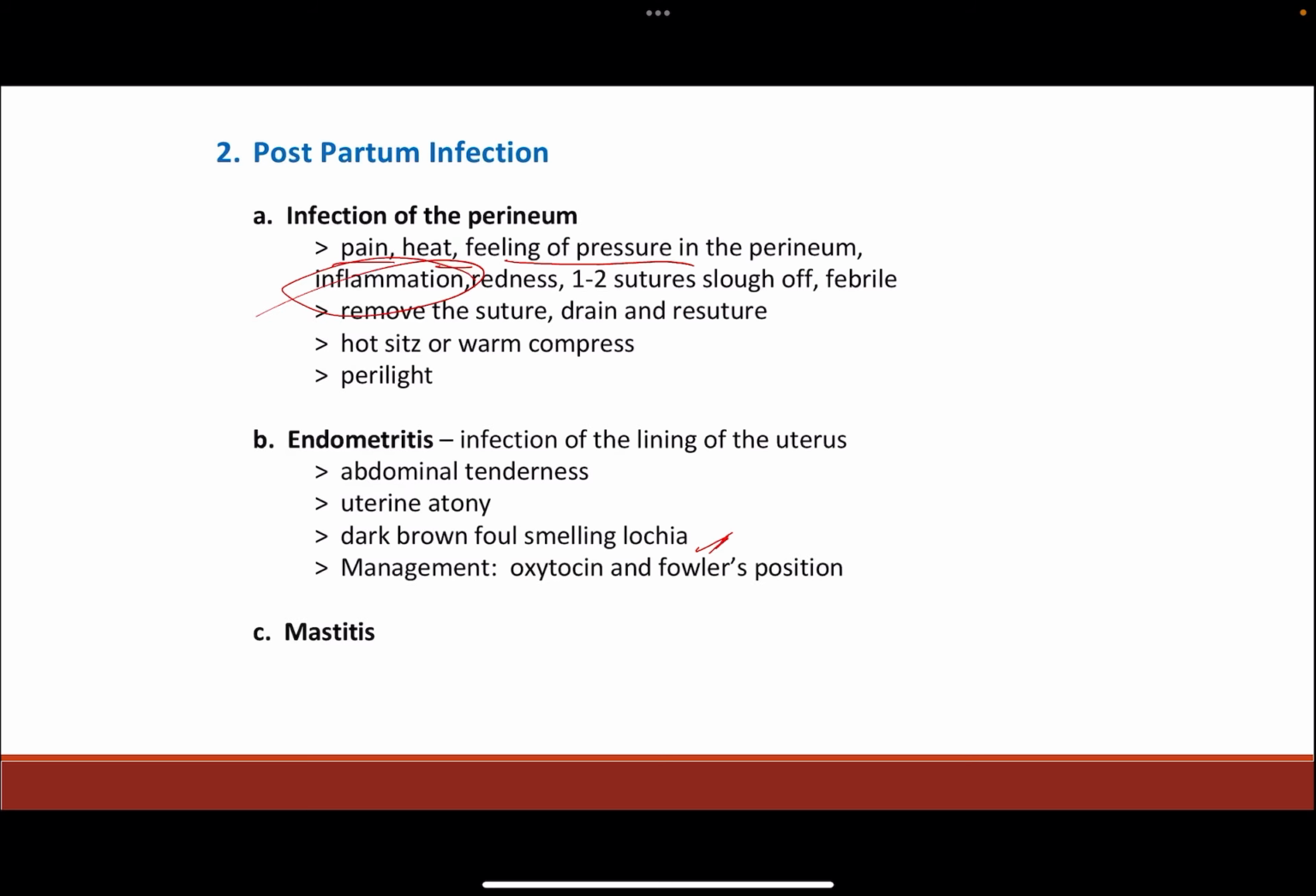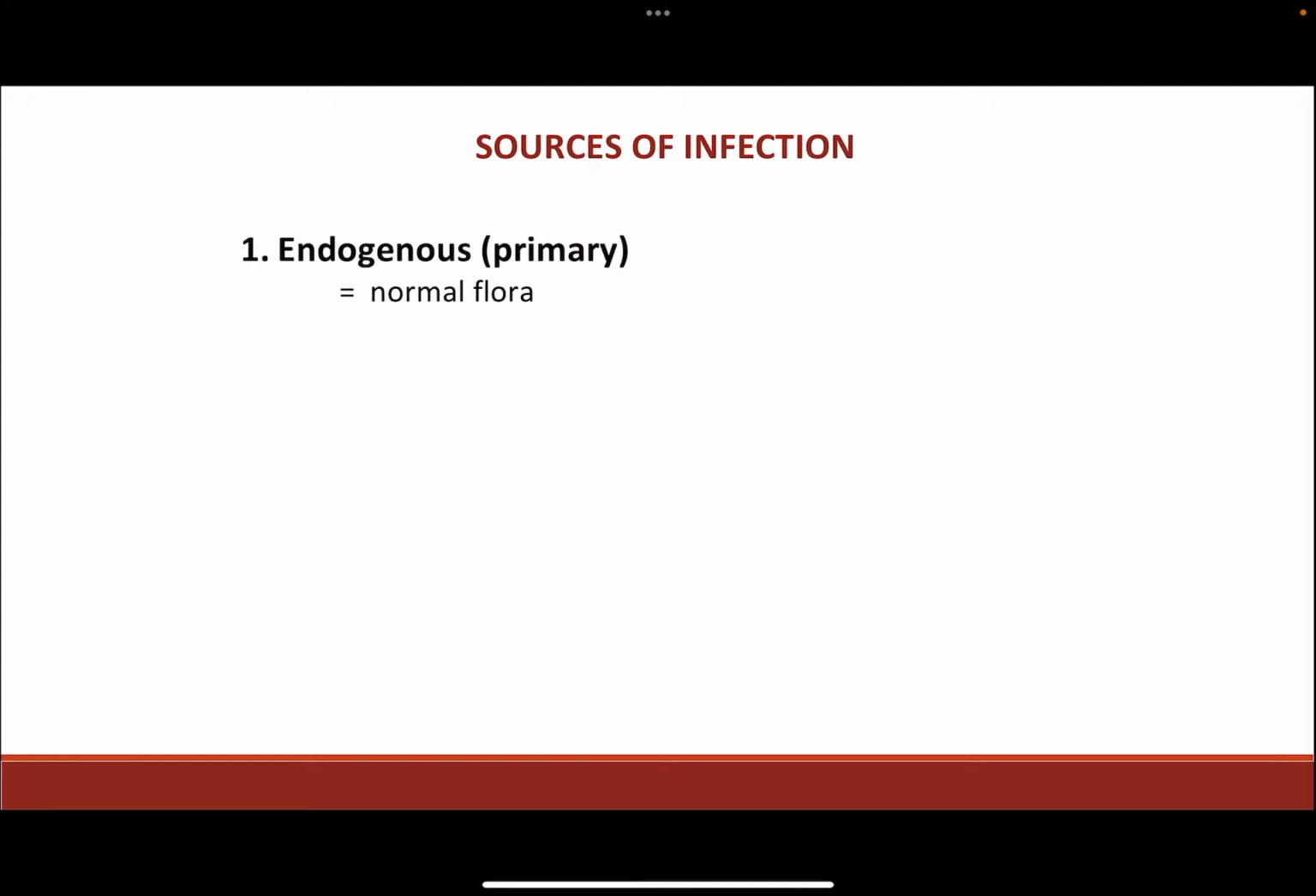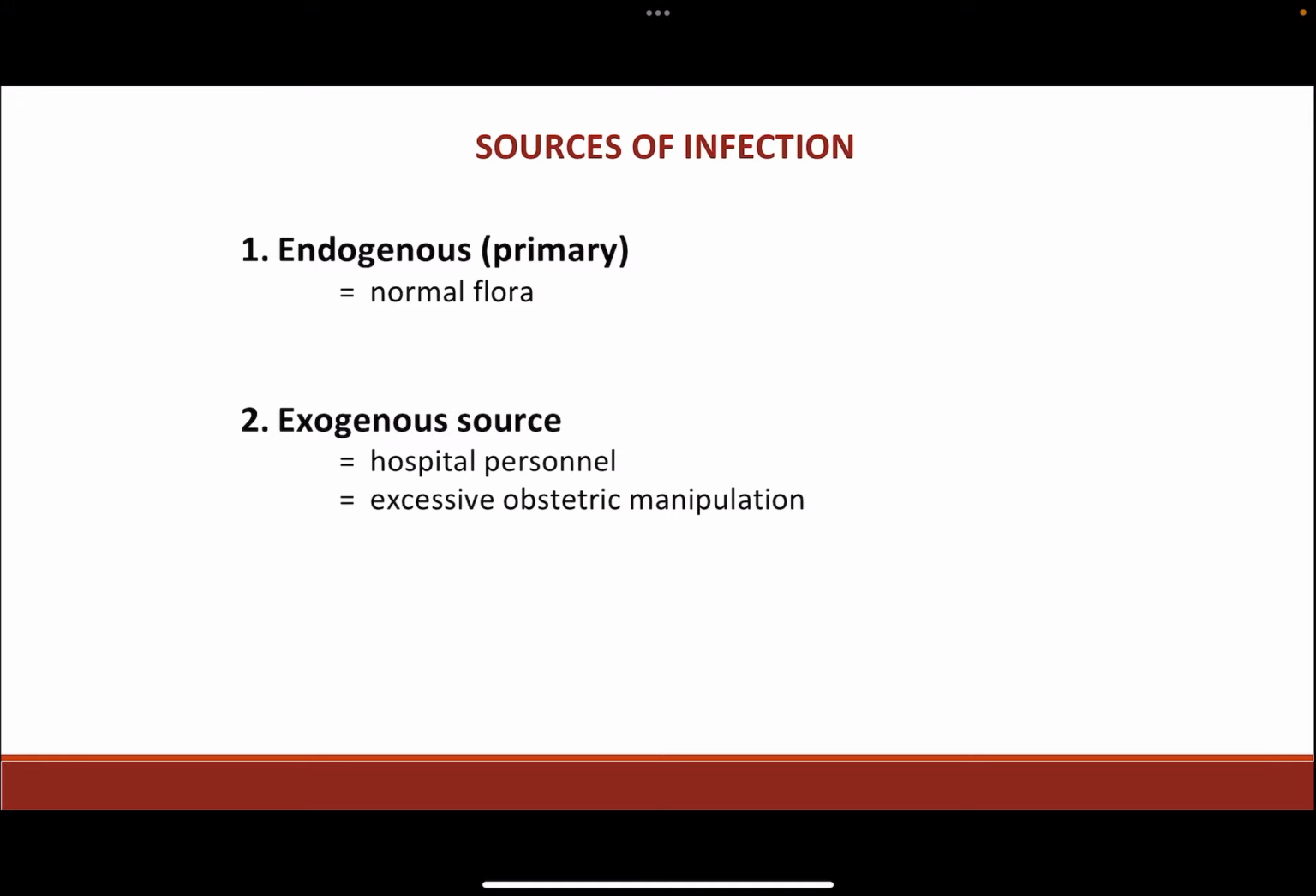Mastitis is also a postpartum infection of the breast, with discharges from the breast, like pus. For the sources of infection, we have endogenous, the primary one, from normal flora, and exogenous sources from hospital personnel, excessive obstetric manipulation or a break in aseptic technique, coitus in late pregnancy, or PROM.